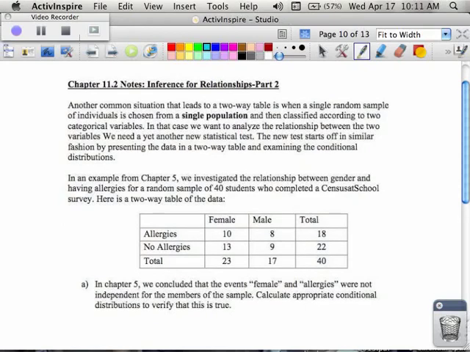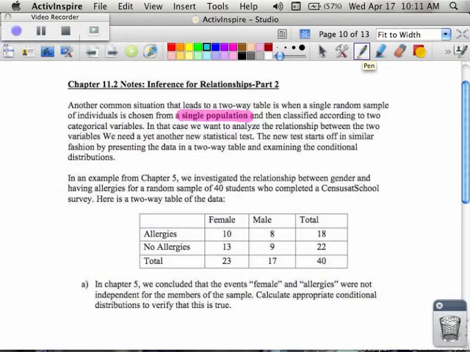Okay, today we're going to be talking about the chi-square test for relationships again. Except today, what we're going to be focusing on is the stuff for a single population, which is really important. What you might recall from the last lesson is we talked about a chi-square test for homogeneity. That's when we had multiple populations.